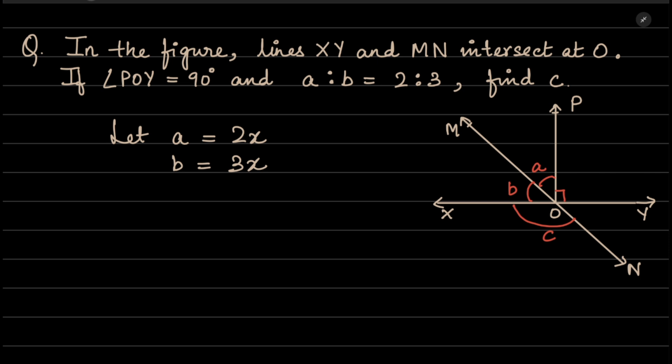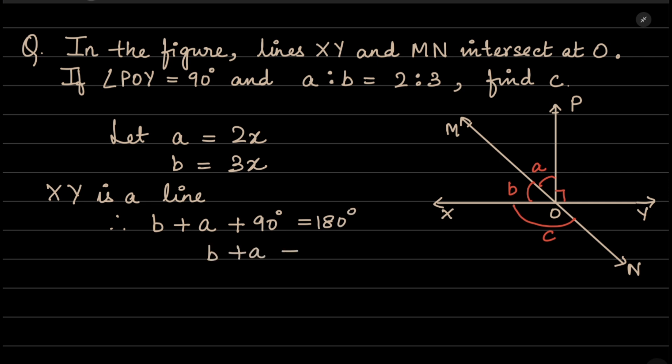You are given that XY is a straight line. Whenever you are given a line, what is the sum of the angles in a straight line? This is nothing but 180 degrees. So you can write, therefore, B plus A plus 90 degrees is equal to 180 degrees, which means B plus A is equal to 180 minus 90, which is 90 degrees.